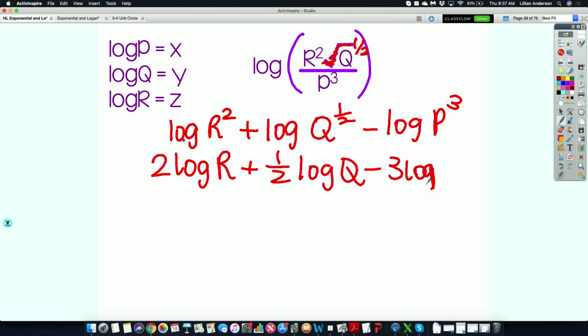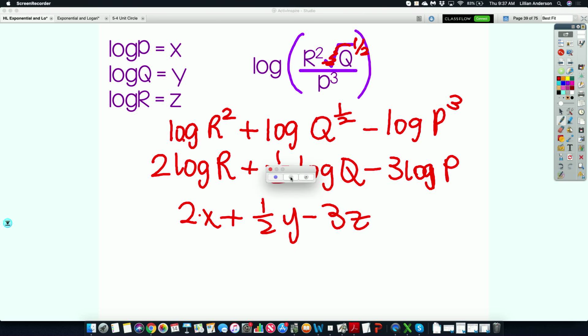And from here, we can go ahead and replace log r, log q, and log p with x, y, and z. So 2x plus 1/2 y minus 3z. Sorry, I had my variables in the wrong places. R was before p. So 2z plus 1/2 y minus 3x.